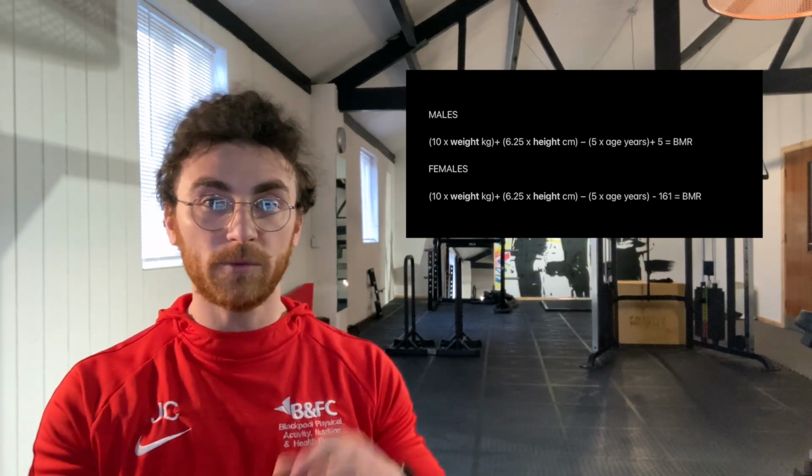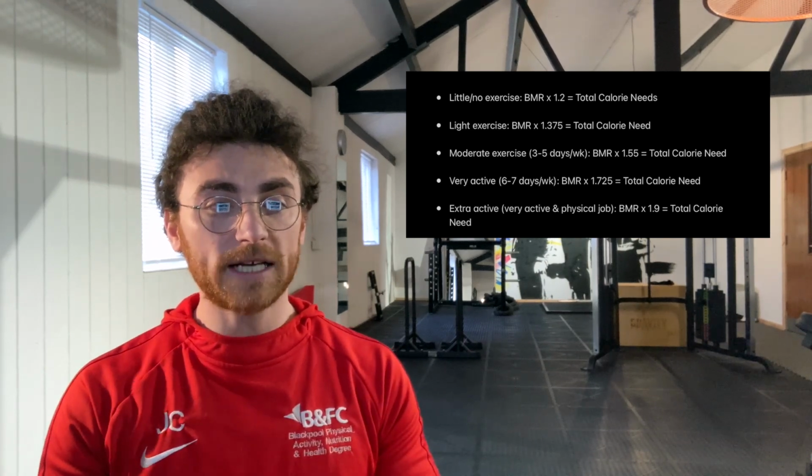Then we take that BMR and use it in the Harris-Benedict formula, and that'll give us our daily caloric needs. That has different levels of exercise, and we use a different number for whichever level we're at. The caloric needs for little to no exercise are your BMR times 1.2. That'll give you your needs for that day if you do no exercise.